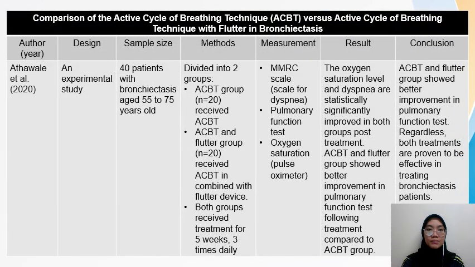For the next study by Attawil et al. 2020, which include 40 patients with bronchiectasis aged 55 to 75 years old, shows result of the oxygen saturation level and dyspnea that are statistically significantly improved in both groups post-treatment. ACBT and flutter group showed better improvement in pulmonary function test following treatment compared to the ACBT group alone. And for the conclusion, ACBT combined with flutter showed better improvement in pulmonary function test. Regardless, both treatments are proven to be effective in treating bronchiectasis patients.